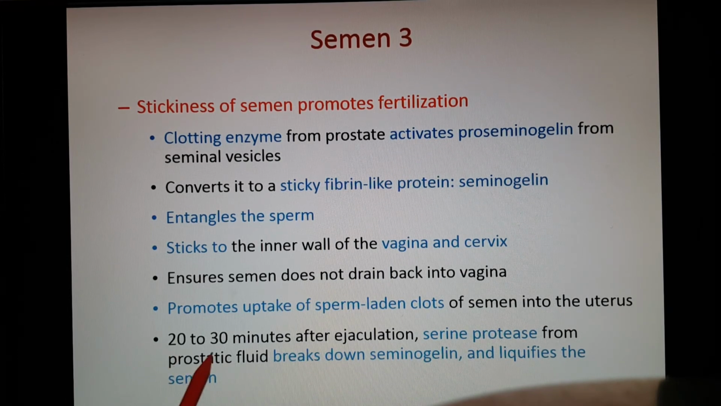After about 20 to 30 minutes after ejaculation, the serine protease from the prostatic fluid helps to break down and liquefy the semen so that that semen can then be able to swim. Hopefully it's been taken into the uterus and give it that free-flowing fluid where it can swim up into the uterus and maybe hopefully fertilize the egg.